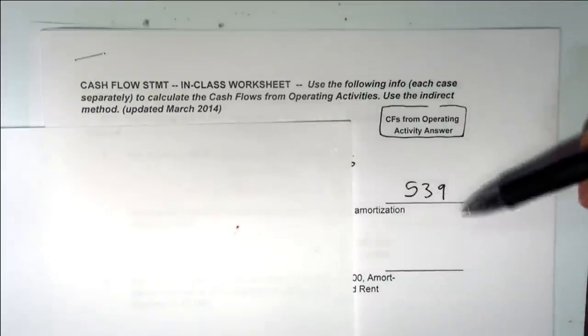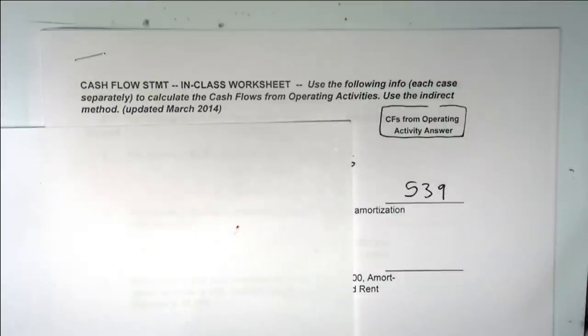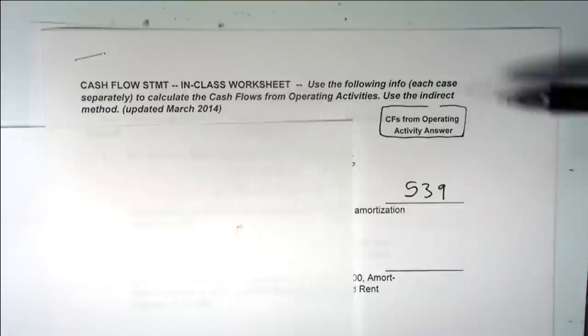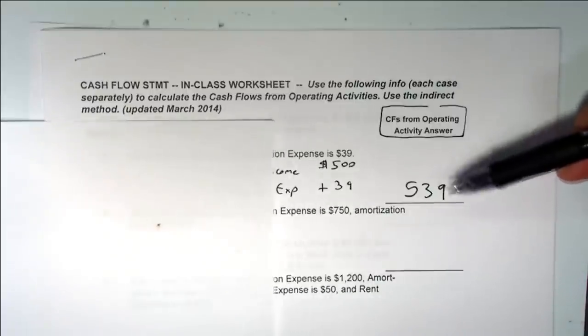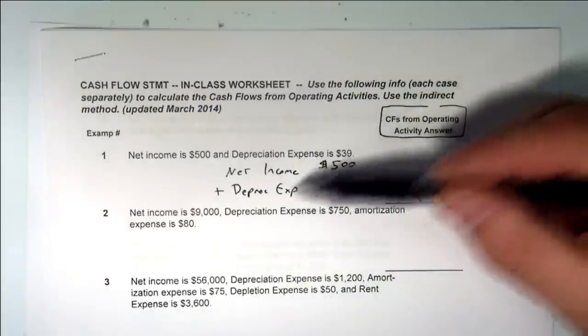You're going to have computed numbers, but you're not going to know how to prepare a cash flow statement. And our objective is to learn how to prepare a cash flow statement. So don't be lazy. Don't just put the number. Write this out right here.